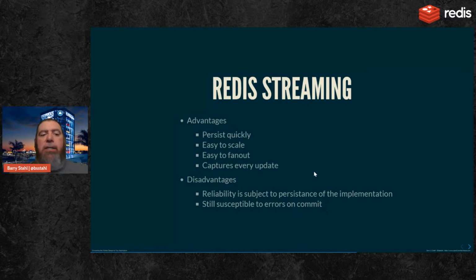And it's also easy to scale and easy to fan out because it uses the consumer groups concept. And in this case, it captures every update. Just about any mechanism you use for doing streaming, whether that's pushing to a message queue like, say, RabbitMQ or Kafka or what have you, is going to capture every update and give you the ability to use that.